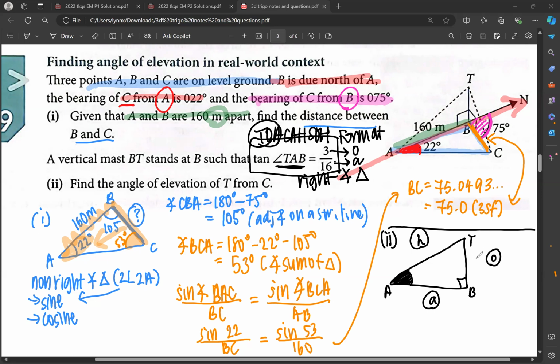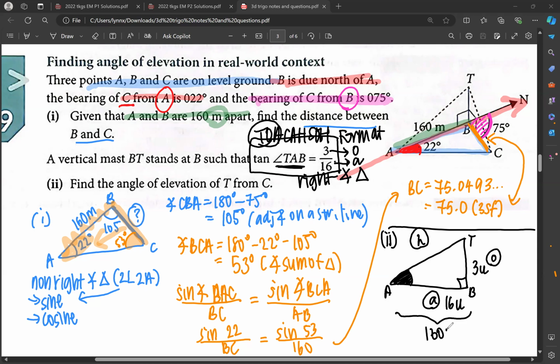That means I know that TB is 3. I cannot assume that it's 3 cm. I assume it's 3 what first? 3 units. Okay? Then next, the A is 16. So it means that here is 16 what? Units. Do you understand so far? So right now, do I have any other clues given in the question? Do I have any clues about TAB? Very good. I know that AB is 160 meters.